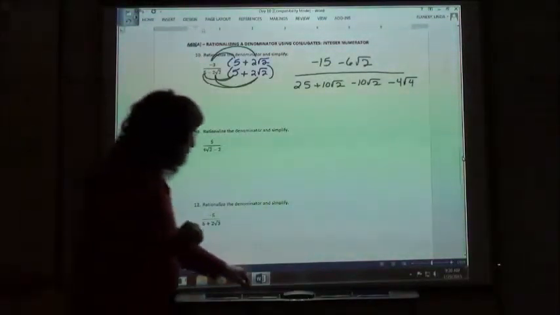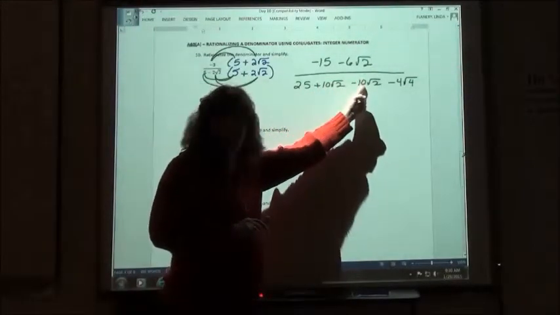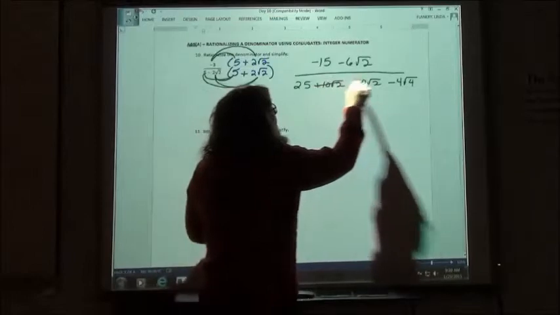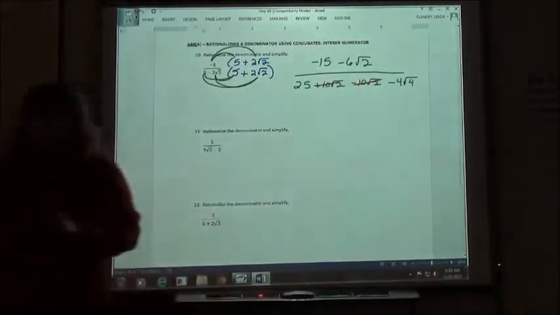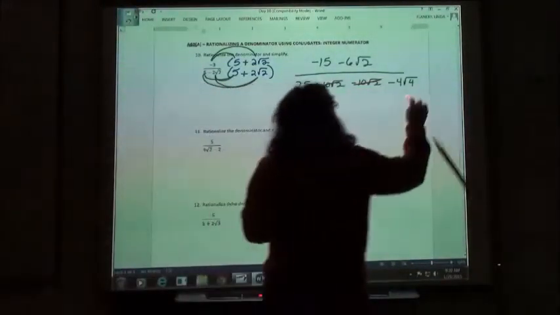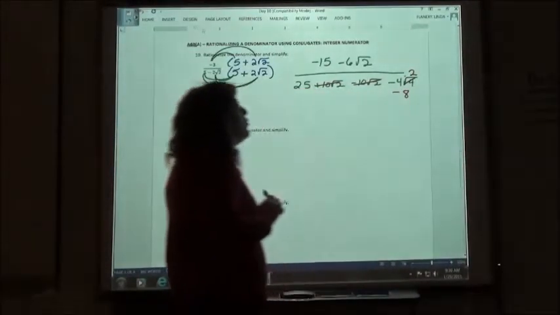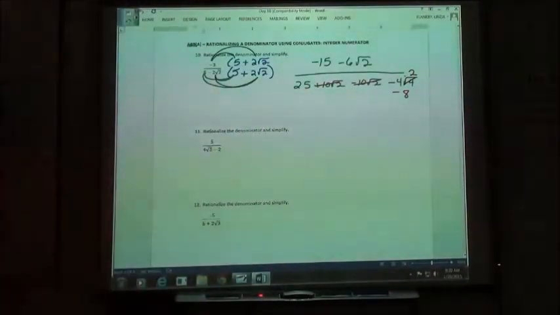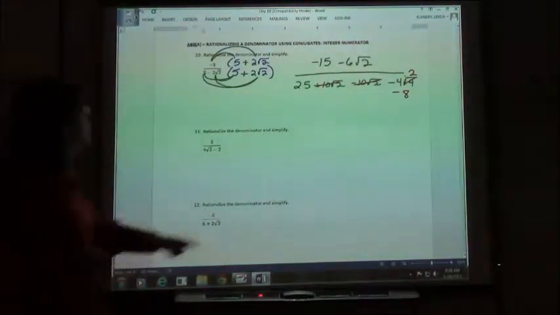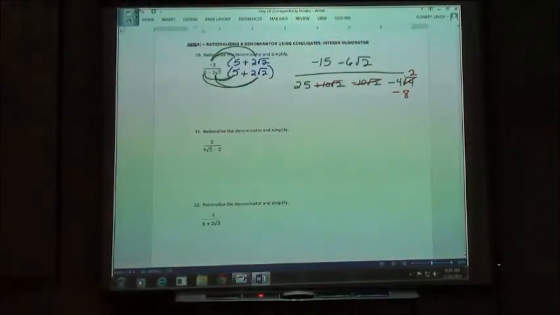Okay? So, looking at that to simplify it, notice we have a positive 10 square root of 2 and a negative 10 square root of 2. Those are going to cancel, because they're opposites. And then on that last one, we have that square root of 4 that we can rewrite. The square root of 4 is just a 2, so we have 4 times 2, which is minus 8. So now on the bottom, we have 25 minus 8. 25 minus 8 would be 17.